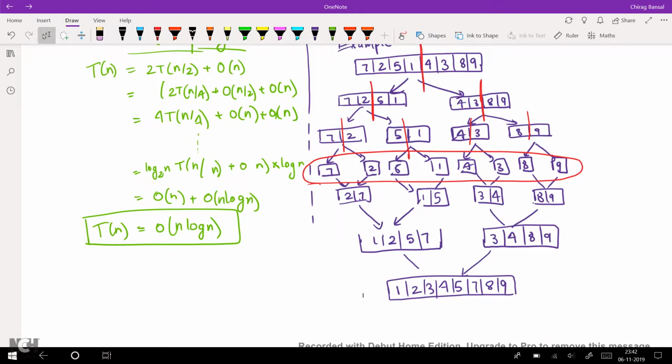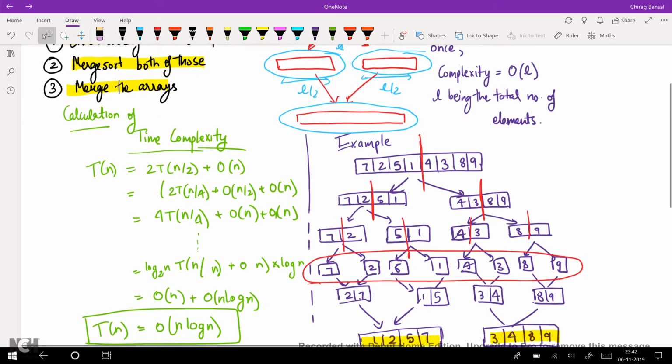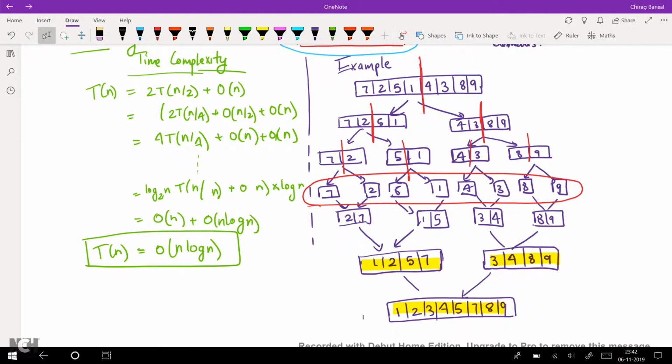So we merge 7 and 2 to get 2 7, 5 and 1 to get 1 5, 4 and 3 to get 3 4, 8 and 9 to get 8 9, and then we merge them again so that they maintain sorted order. Therefore we get two sorted arrays of size 4, and then we get finally a sorted array of size 8. This is how merge sort works.